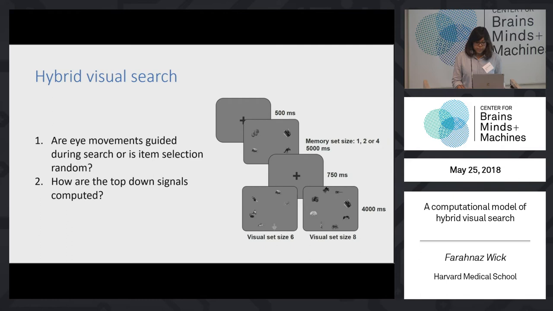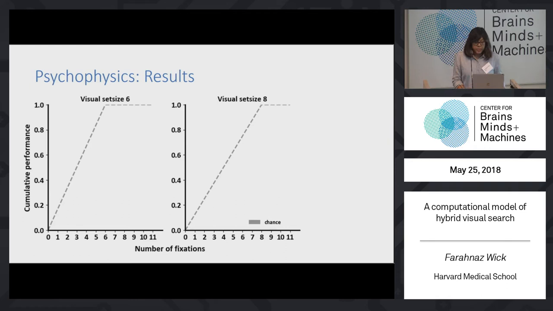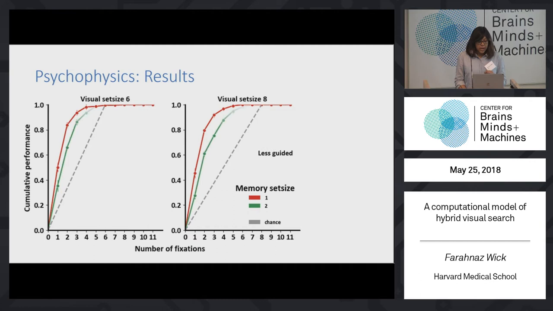On the y-axis, you have cumulative performance, and on the x-axis, you have the number of fixations. And that's the chance line. Basically, if you're making random eye movements, all your data would fall on the chance line. And here's the data when you're memorizing a single target. It's way above the chance line, so your search is guided. And if you have two or four targets, your search is still guided because the data are above the chance line, but the guidance is less.